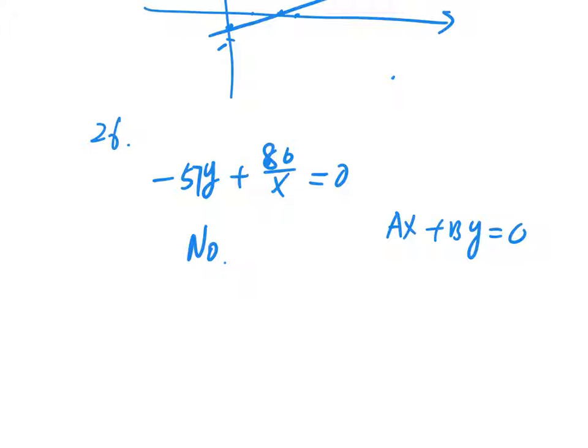Well, the last problem, you want to check if it's linear or not linear. Negative 57y plus 86 over x equals 0, because we cannot have x in the denominator. If you compare with the standard form, we know we should have ax plus by equals c. Here a, b are constants, but x, y are both in the numerator, so you cannot have x in the denominator. That's why this is not a linear function.